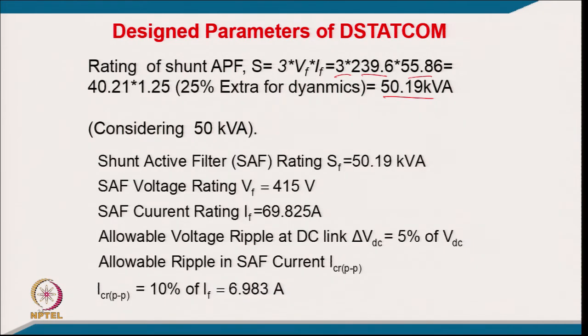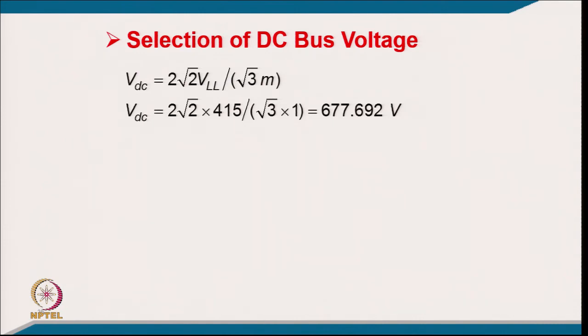Coming to the shunt filter rating of 50 kVA, the shunt filter voltage rating will be 415 volts, and the shunt filter current rating will be 69.82 ampere. The available voltage ripple at the DC link is permitted at 5%, and the allowable shunt filter current ripple is 10%, which comes around 6.983 ampere.